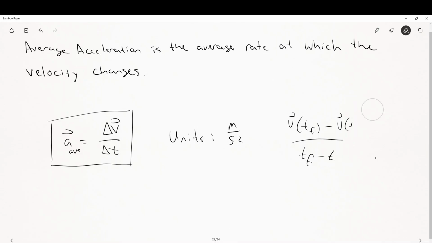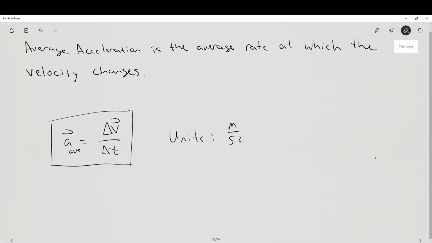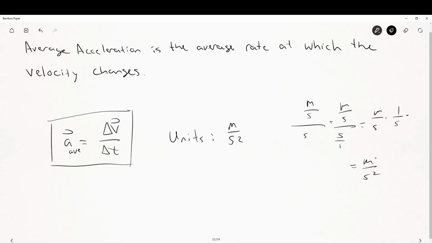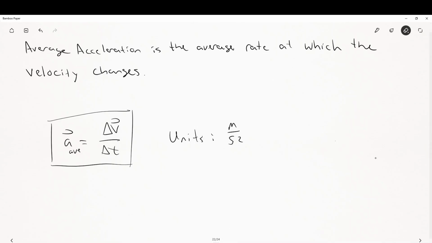And this ratio is meters per second over seconds. So if I were to calculate that out, a meter per second divided by a second is the same as a meter per second divided by a second over 1, which is the same as a meter per second times 1 over a second, which is a meter over a second squared. So acceleration is measured in meters per second squared, and it is the rate at which the velocity is changing.